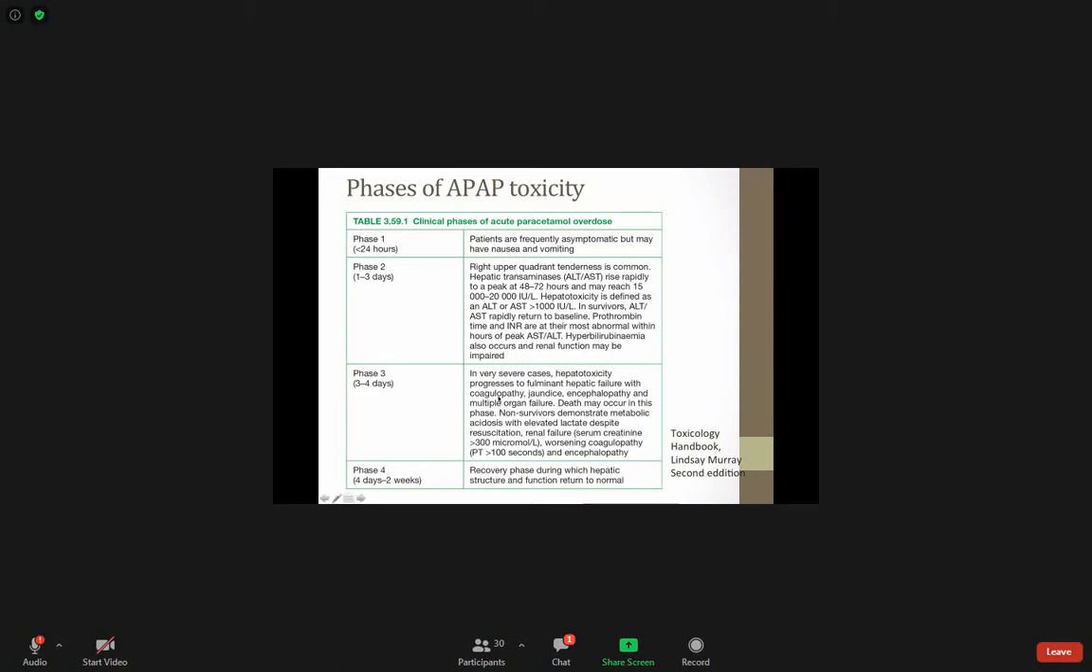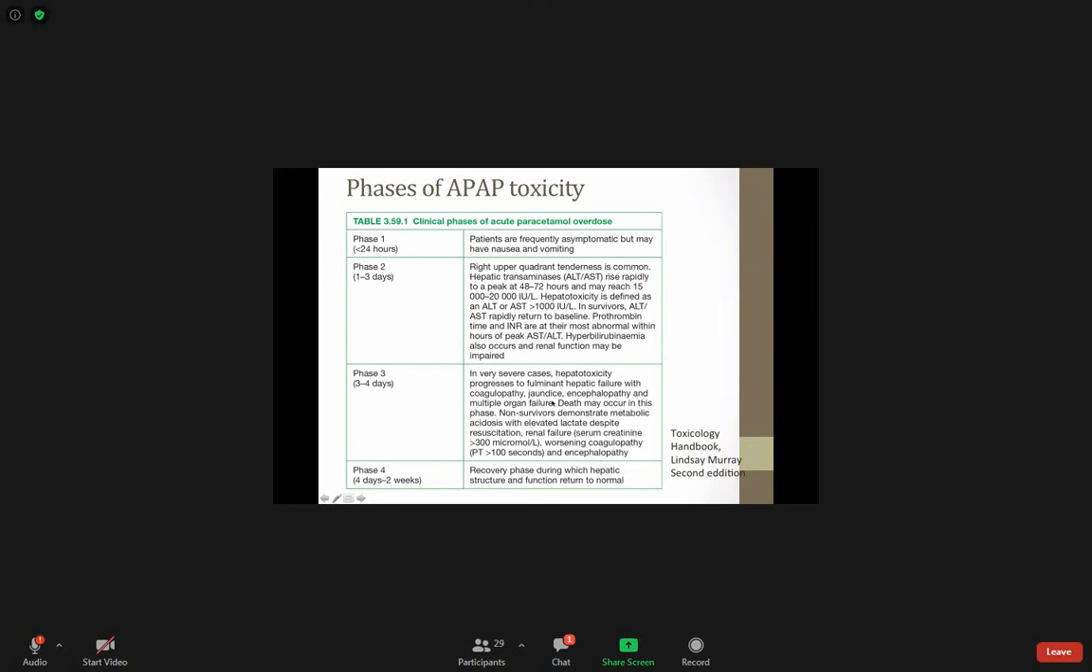And then in the third phase, they get fulminant hepatic failure. Their INR gets high, they start bleeding, their lactate goes up. And in this situation, if they don't receive the greatest treatment, and even sometimes when they get treated very well, they can proceed to death. Or if they survive, they recover completely. There will not be permanent liver damage if they survive.